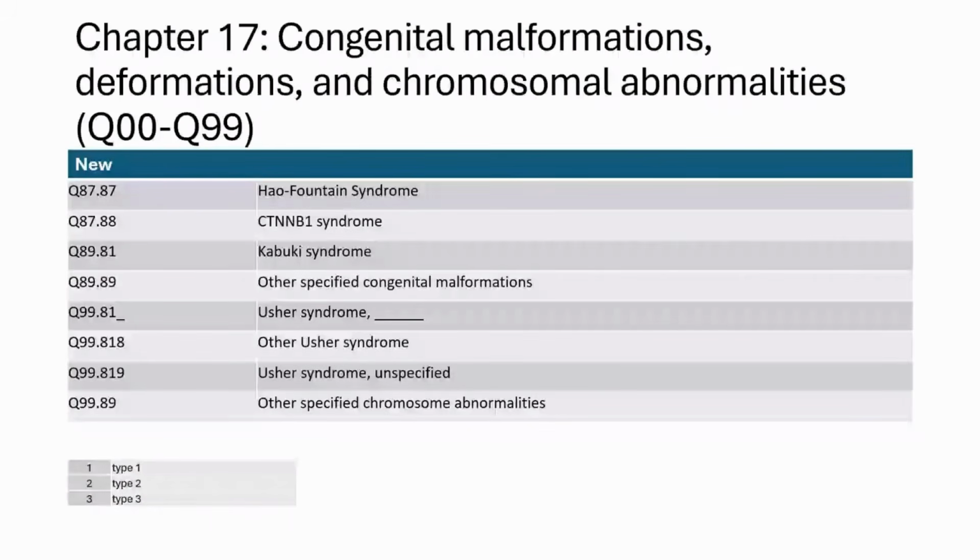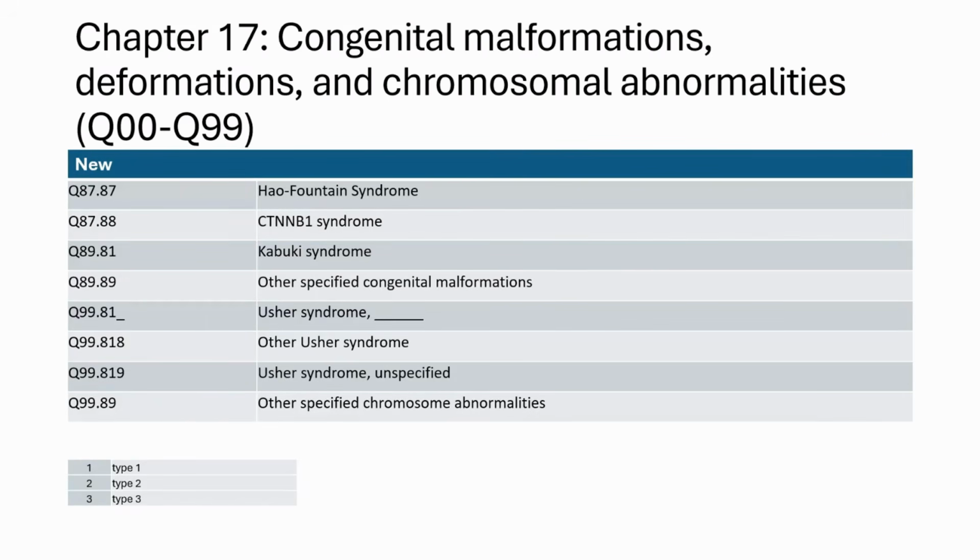There's new codes for several rare congenital syndromes in Chapter 17 and expansions on how we capture Usher syndrome. So codes now exist for, and I apologize if I'm not pronouncing this correctly, Howe Foundation syndrome, CTNNB1 syndrome, and Kabuki syndrome. And these are rare genetic conditions that often involve developmental delays and multiple organ system involvement. The committee supported their inclusion so that they aren't hidden, again, under these vague congenital malformation kind of categories. So we wanted something more specific.